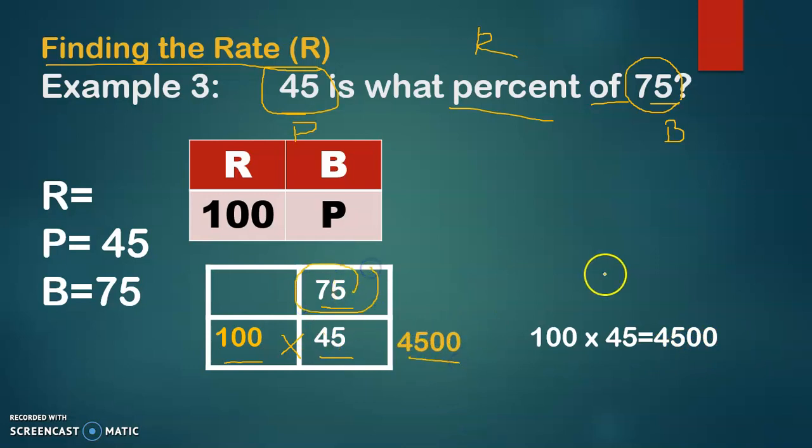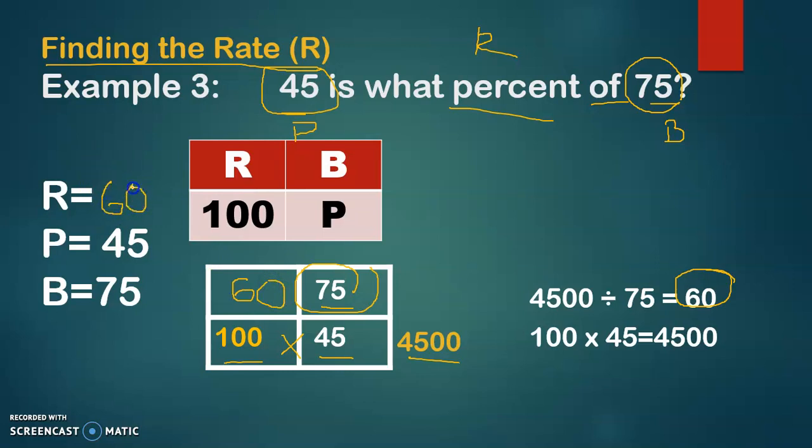The remaining number is 75. So that is 4,500 divided by 75, which is 60. Ibig sabihin, ang ating rate ay 60. Okay? Pag sinulat natin, sabi natin, ang rate ay lagi yung merong percent sign or merong word na percent. Okay? Kaya pag sinulat ang sagot, that is 60%. You want to be sure kung tama? Multiply. 60 times 75. Dapat ang product ay 4,500. Para sigurado ka na ang iyong sagot ay tama.